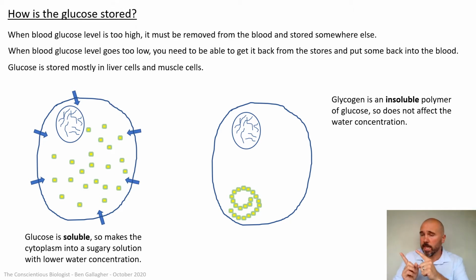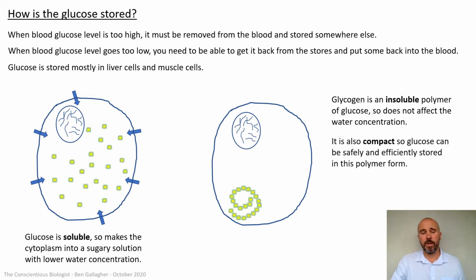In this nearer cell, they're polymerized into this insoluble glycogen, which means it doesn't affect the water concentration. So no extra water is going to move into that cell, no extra water is going to move out. And also, because glycogen is really compact, look, you can stuff it all away in the corner. It can be stored safely and efficiently when it's in this polymer form.